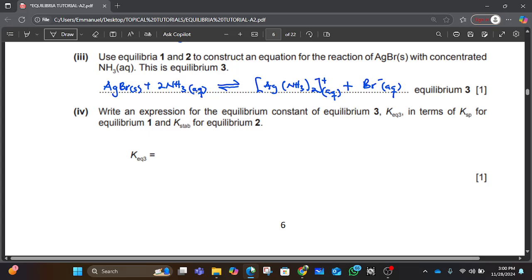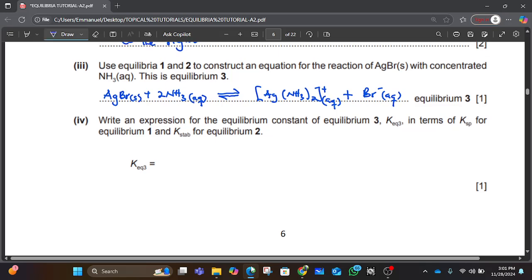IV. Write an expression for the equilibrium constant of equilibrium 3, KEQ3, in terms of KSP for equilibrium 1 and K star for equilibrium 2. So for this, the equilibrium constant 3 is basically the product of the KSP and the K star. So KSP times K star. Now, how do we get this? Equilibrium constant 3 was actually gotten from equilibrium equation 3.